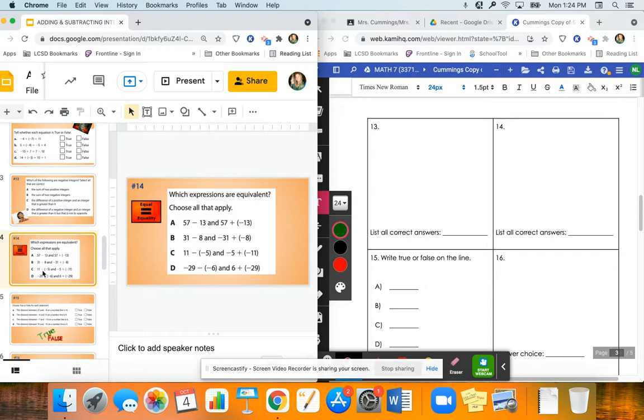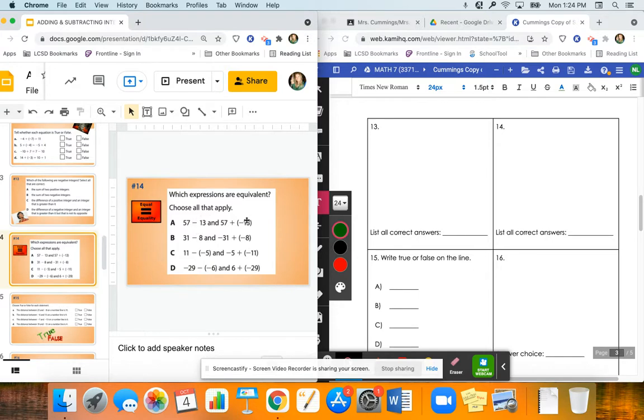Question number 14. Which expressions are equivalent or equal? Choose all that apply. Here you have 57 minus 13. Is that the same as 57 plus negative 13? Here you have 31 minus 8. Is that the same as negative 31 plus negative 8? Here you have 11 minus negative 5. Is that the same as negative 5 plus negative 11? And here you have negative 29 minus negative 6. Is that the same as 6 plus negative 29?